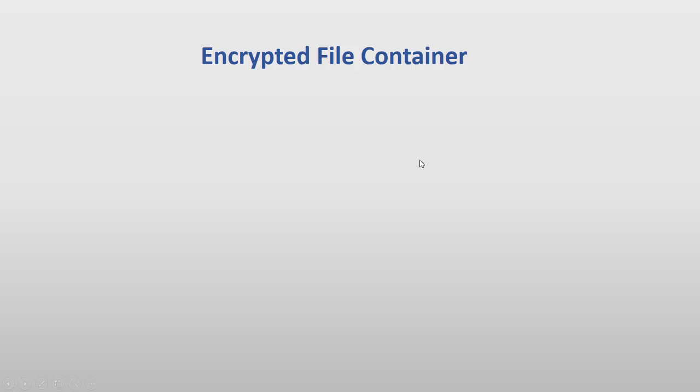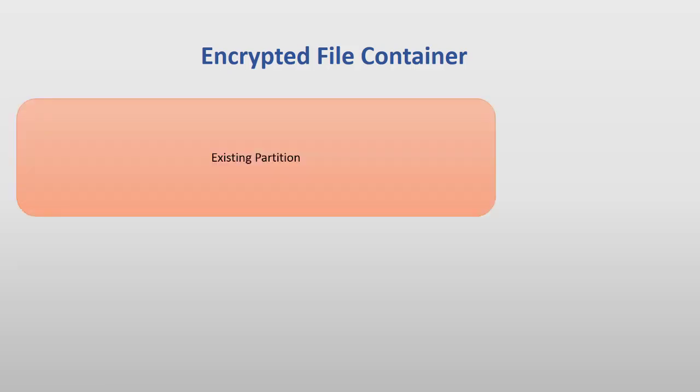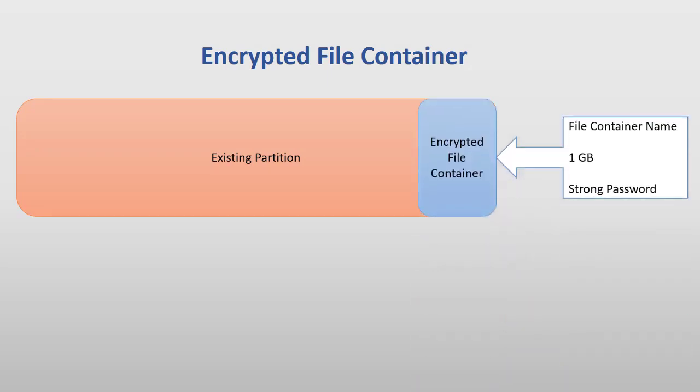First we are going to create an encrypted file container. You can create an encrypted file container inside the existing partition. When creating you have to give a proper name and define the size of the file container. And also make sure you are using a strong password. In this complete tutorial I am going to use a password manager to generate random passwords. By clicking suggested videos you can watch the password manager tutorials.